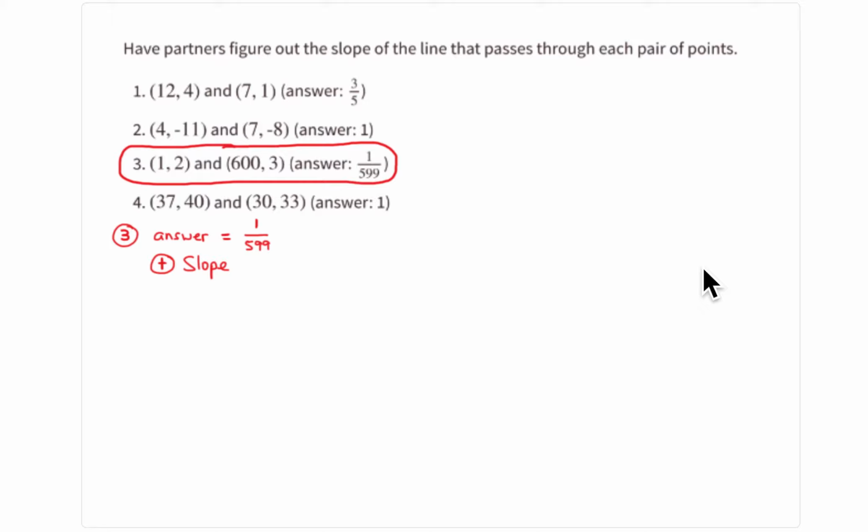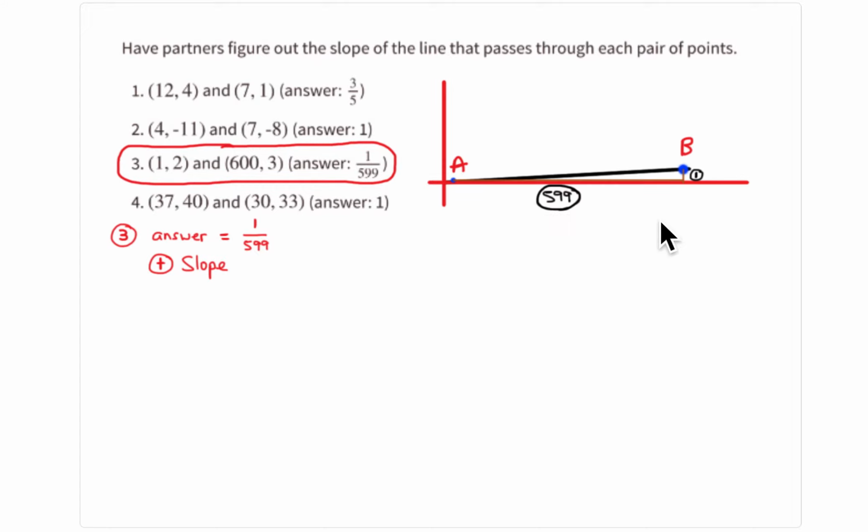So that's a really, really shallow slope, or a really small slant in the line. So that picture might look like this. I couldn't really even get it on the page very well because I have to go out here 599 units and just go up 1. So I tried to put this as close as I could and as small as I could so you could still see it, to give you the idea that you're going out here 599 units and up just 1 unit. So that's a slope of 1 over 599.